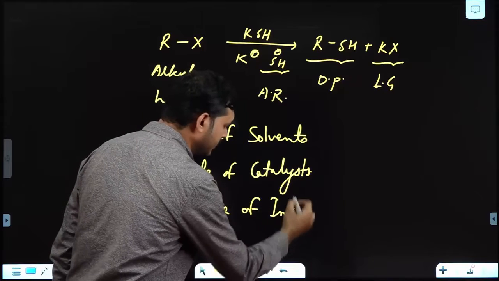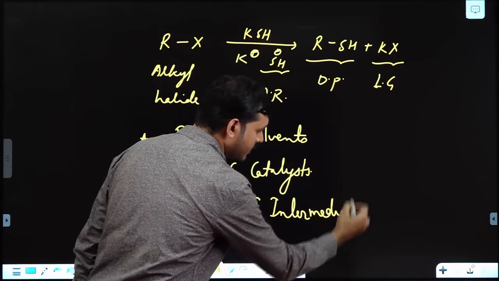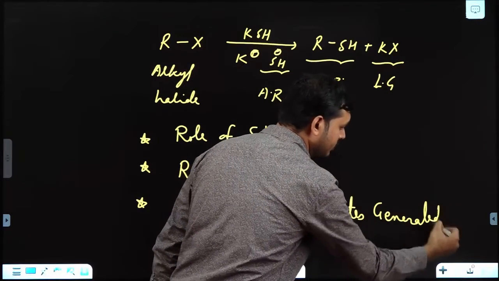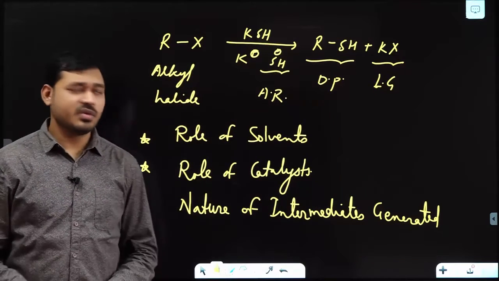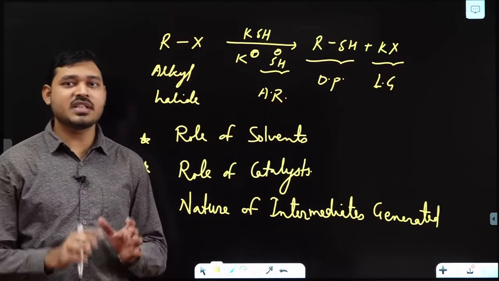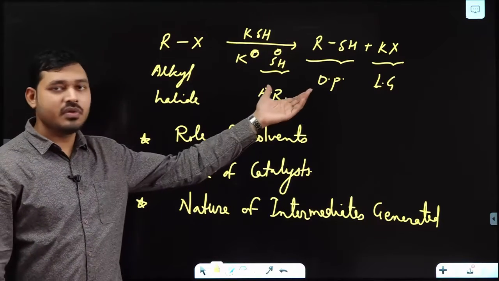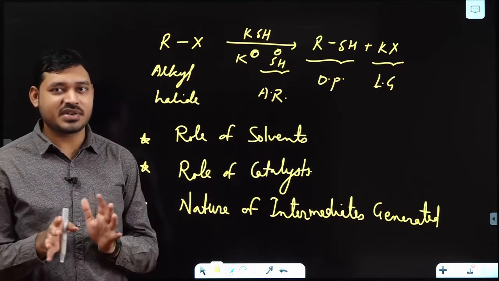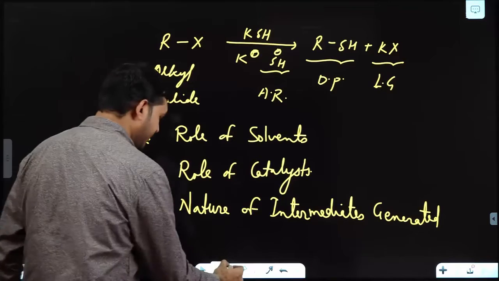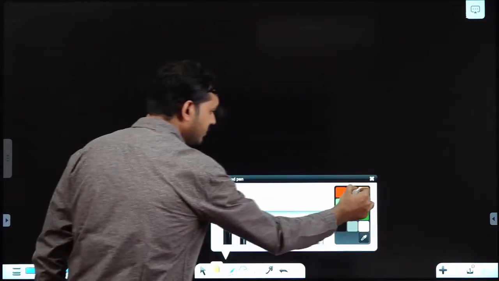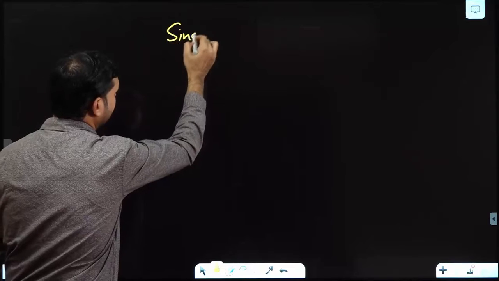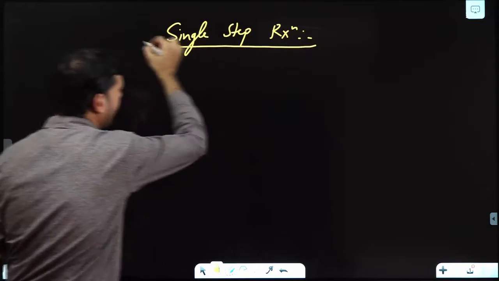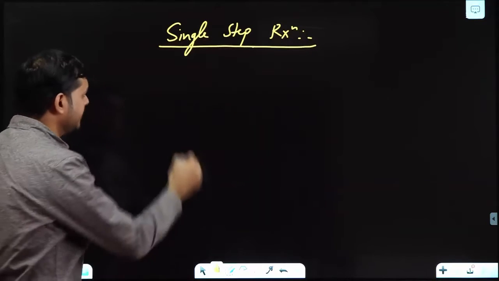Next, nature of intermediates generated. Now this also matters, what is the nature of intermediate generated. As I told you, in the reaction there is a possibility of single step reaction or multi-step reaction. Okay, so I'll tell you this one. Single step reaction, first of all understand.